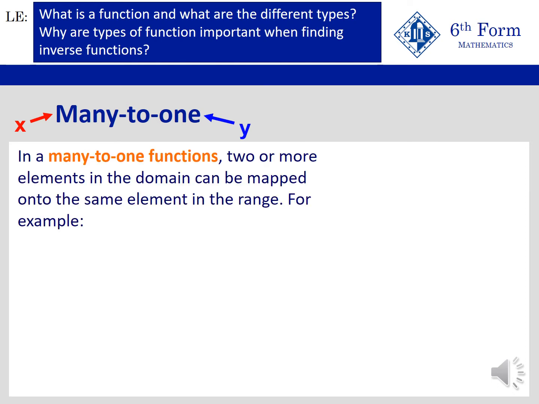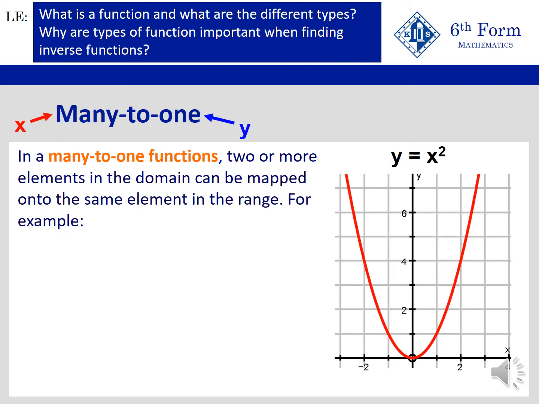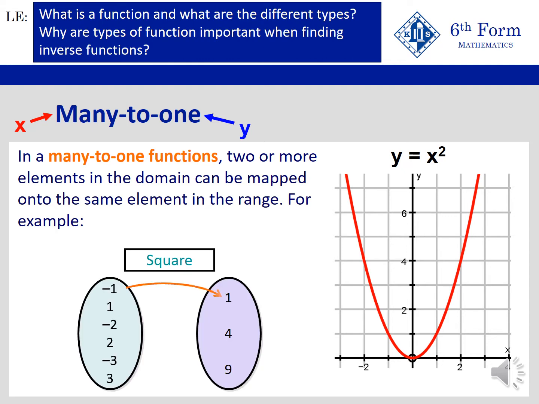So in a many-to-one function, two or more x values, parts of the domain, map onto the same part of the range. So y equals x squared is a fairly simple example of this. If we had x is minus 2, the range value is 4. We also could have x is positive 2, and the range will be 4. We're getting two different x values mapping onto the same y value. So many x values can give us the same y value. In this case, two different x values can give us the same y value.